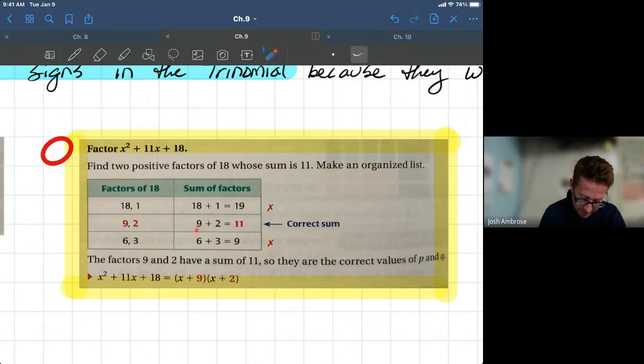That's why 9 and 2 are the correct answers for this one, because 9 plus 2 is 11, and that is my middle B value, 11. All of these were factors of 18, so we knew that if I multiplied any of these together, I was going to get 18. The next key piece is figuring out when you add them, or as we look ahead and have to do some subtraction, how do we get the middle value?